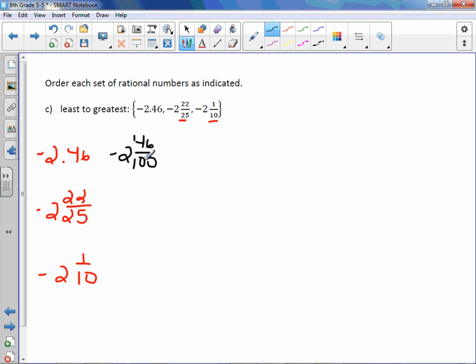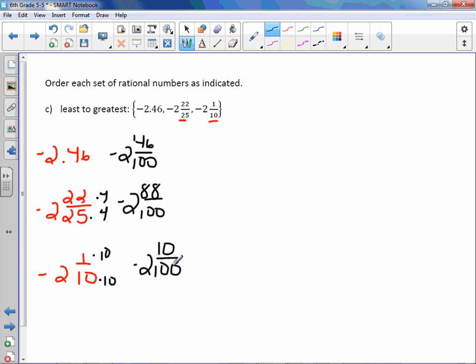So why don't we make them all out of 100? If we multiply top and bottom here by 4, we get negative 2 and 88 hundredths. And here we'll multiply top and bottom by 10 to get 100. And we get negative 2 and 10 hundredths.